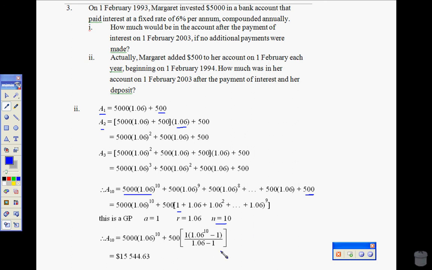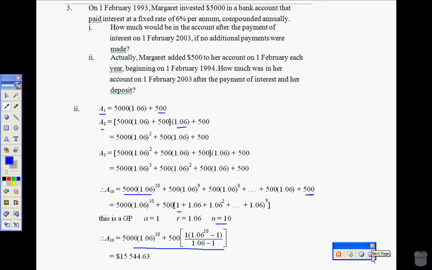We just add the 5,000 times the 1.06 to the power of 10 on. We can throw it all in the calculator once we've got that to come up with our answer. So be really careful of how many terms you have. If you understand what the question's asking, you shouldn't go too far wrong because you'll understand how many terms there are to calculate.